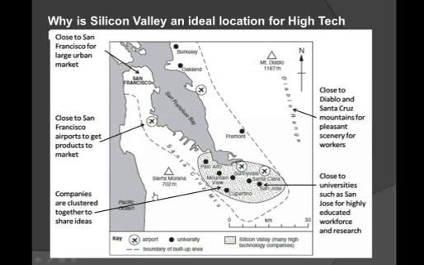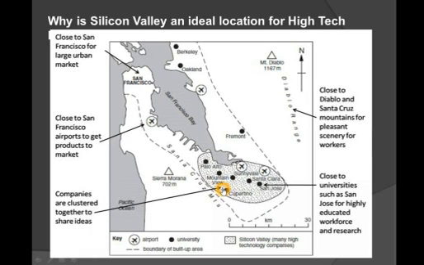Another one you can see from our key right here, we have airport. So there are several airports right here in San Francisco in California. So we say close to San Francisco airports to get products to the market. So this is basically the factor of transport. So air transport is very vital.